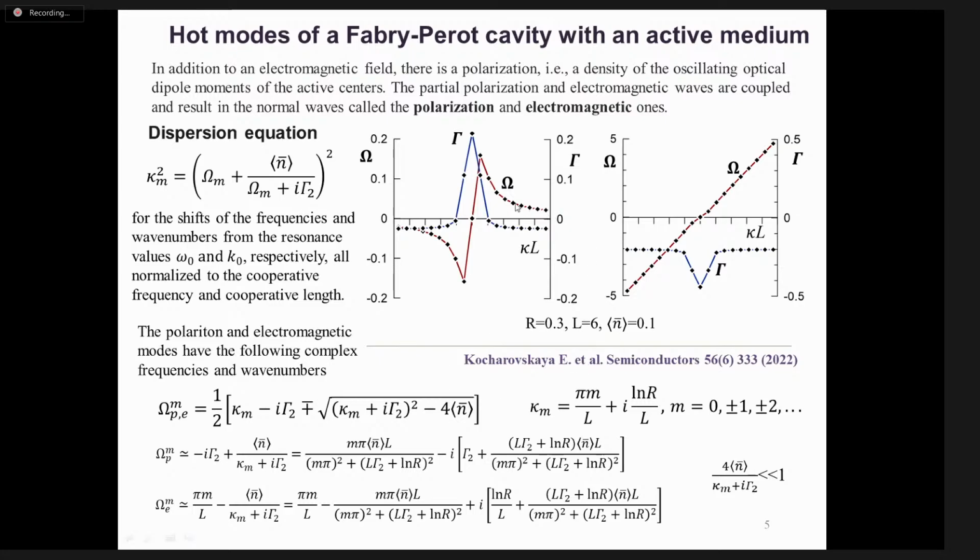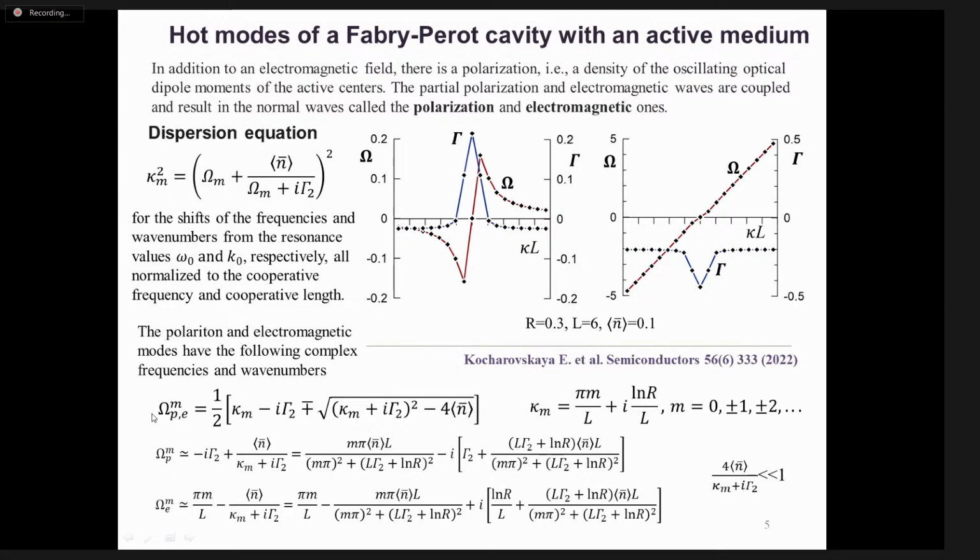In general, in the active media, there are two kinds of modes, polarization and electromagnetic ones. And in the polarization mode, the main part is played by the oscillations of polarization. And these modes have frequencies close to the resonant transition frequency of two-level active centers. And in the electromagnetic modes, the main part is played by the electromagnetic field, and the frequencies of these modes might be far enough from the resonant frequency of the central mode.